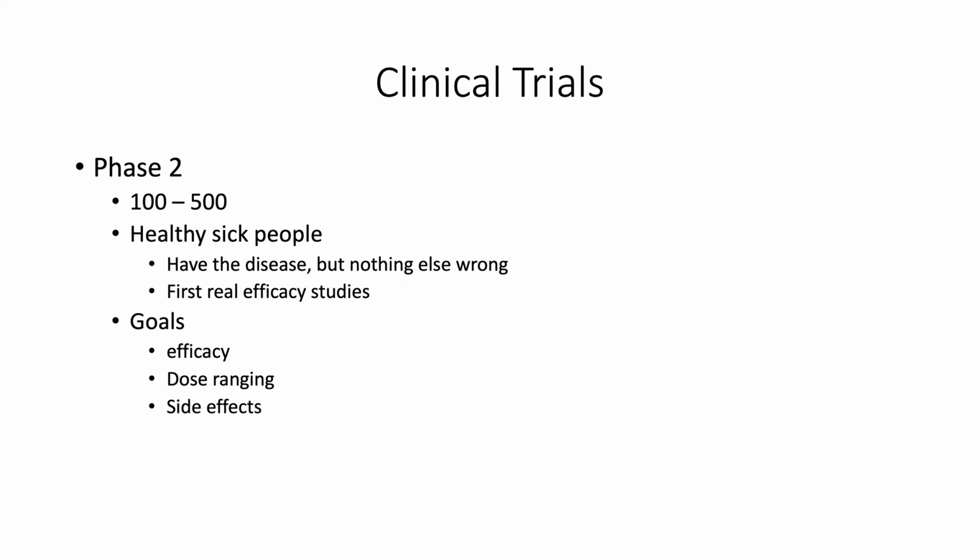Phase 2, you ramp it up by a factor of 10. Now we use what are referred to as healthy sick people. So they'll have the disease, but they don't have anything else wrong with them. So for example, let's say it's high blood pressure, but you don't have high blood pressure and obesity and diabetes and lung disease. You only have high blood pressure or any number of other things. This is where you first start looking for efficacy in humans. So they have the disease, but they don't have anything else wrong, right?